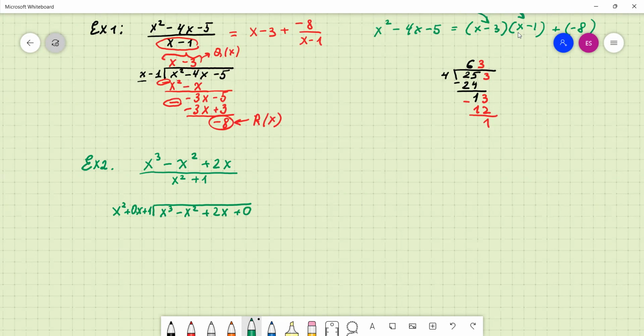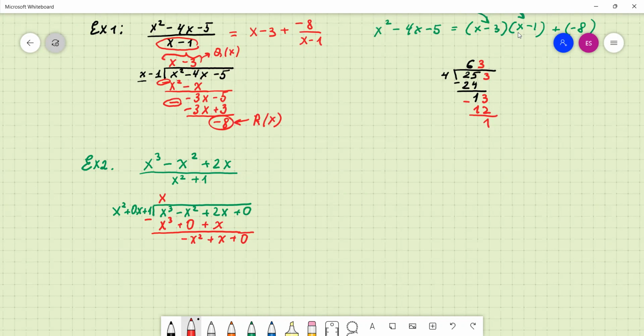Now I'm going to start thinking, okay, what should I multiply x squared by to get x cubed? Just by x, right? So x times x squared is x cubed. x times 0x is going to be plus 0, and x times 1 is going to give me just x. Now I'm going to subtract. Here nothing happens. Here I subtract 0, it's going to give me minus x squared. Here I subtract x, it's going to give me just x, and I bring this 0 down.